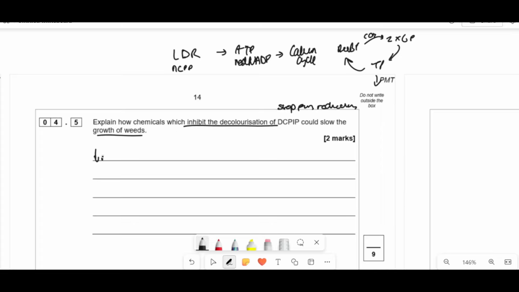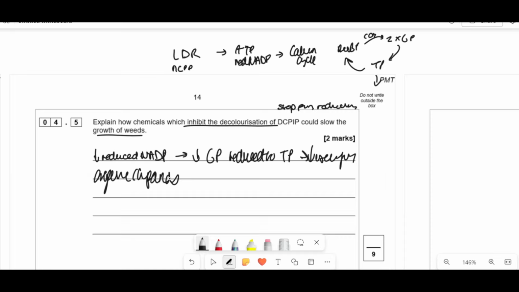So what it means is that you're going to get less reduced NADP, because remember, if we're using this thing that can stop reducing of DCPIP, it means we can stop reducing of NADP. So if we get less reduced NADP, that also means we're going to have less GP being reduced to TP, which means less useful organic compounds, like glucose. Many people were just saying that, oh, less Calvin cycle happens, or less glucose made, or less photosynthesis, but they didn't actually say this specific step of what happens in the Calvin cycle as a result. So it's just really important to almost step by step describe every single process from one to the next, and don't jump steps.